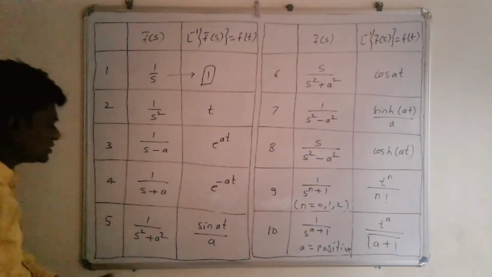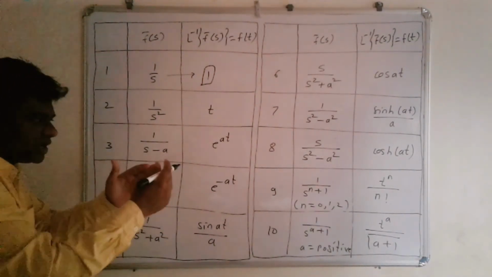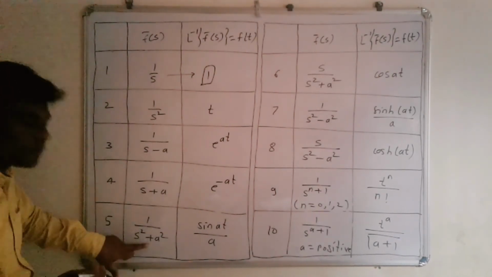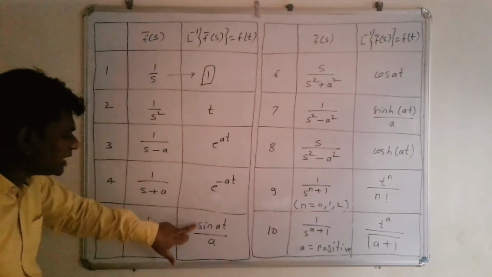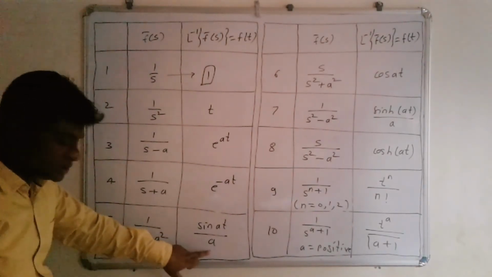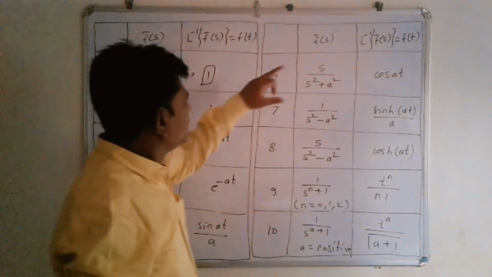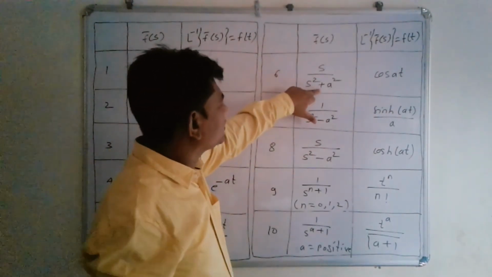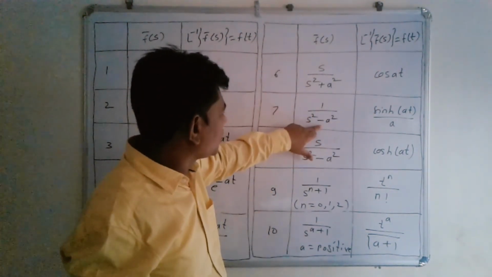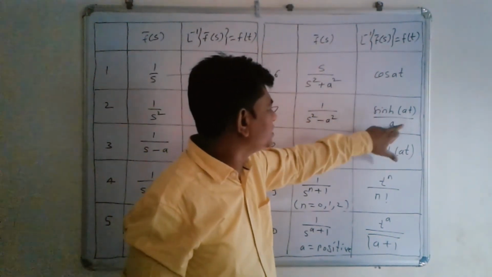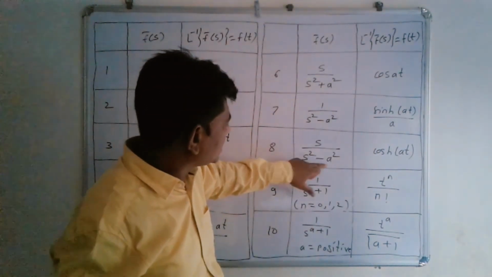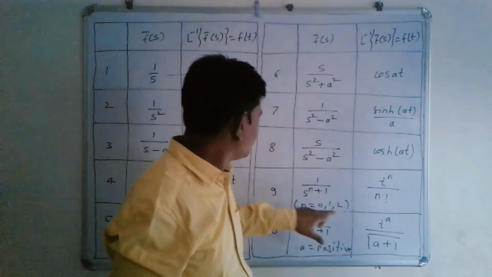Now the Laplace transform of sin at is a upon s square plus a square. So therefore the inverse of 1 upon s square plus a square is sin at upon a; we are adjusting this a. Inverse of s upon s square plus a square is cos at. Inverse of 1 upon s square minus a square is sinh at upon a. Inverse of s upon s square minus a square is cosh at.